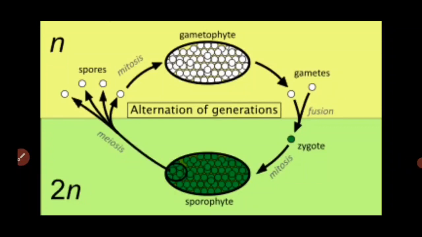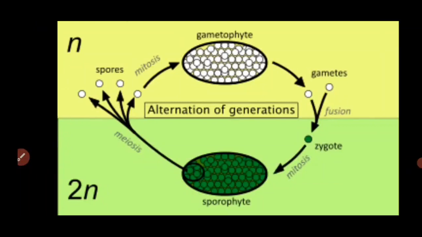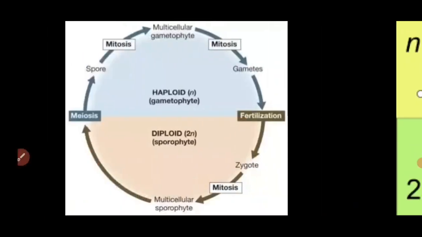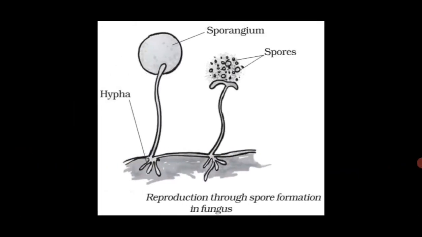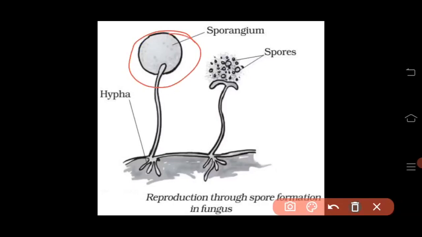Dear students, pteridophytes also exhibit alternation of generation. The diploid sporophytic phase alternates with the haploid gametophytic phase. The sporophyte is the dominant phase in the pteridophyte plant. Sporophytes reproduce by means of spores. Spores are produced in the sporangium.